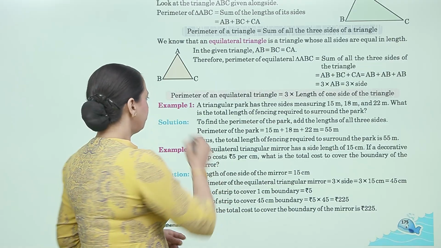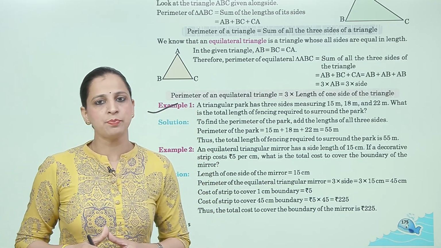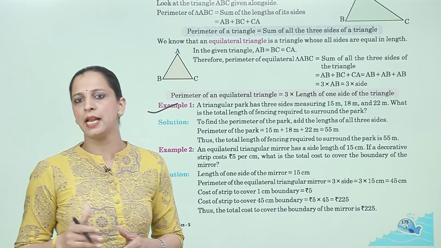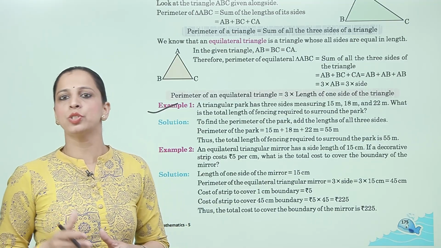Now, example 1. A triangular park has 3 sides measuring 15 meter, 18 meter and 22 meter. What is the total length of fencing required to surround the park?